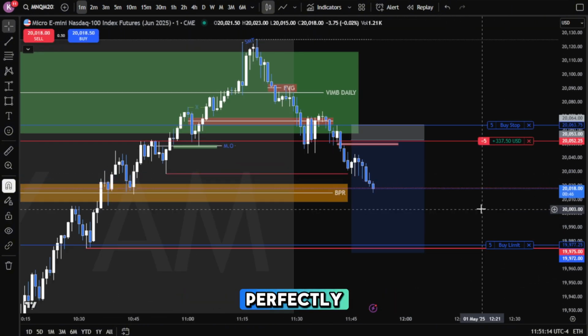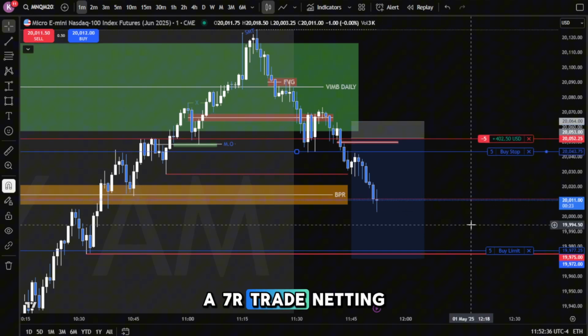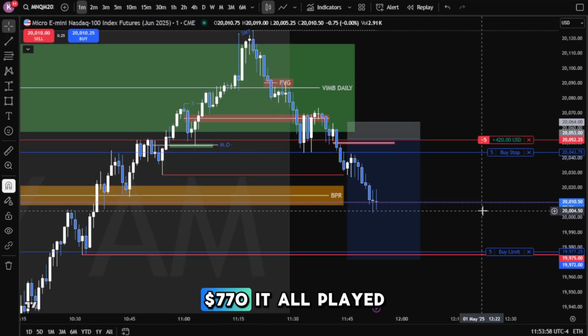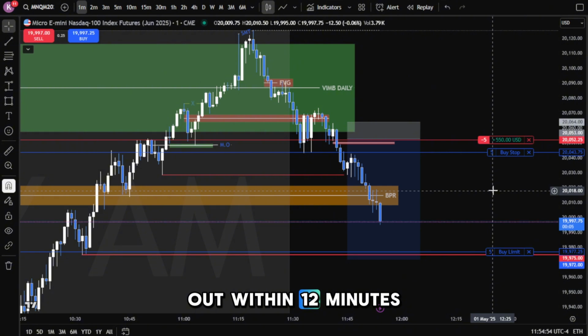Target was hit almost perfectly, a 7R trade netting $770. It all played out within 12 minutes.